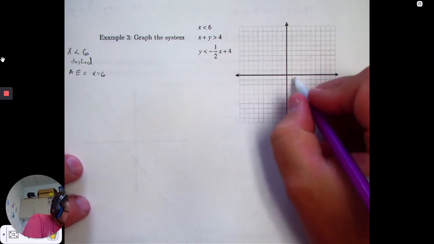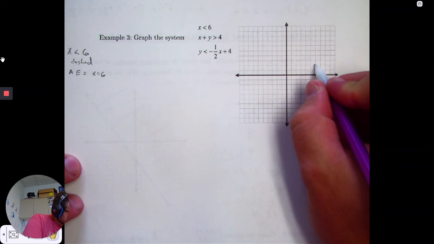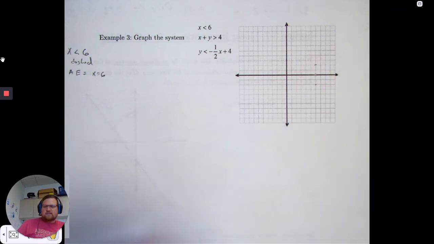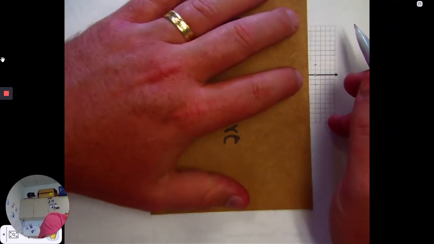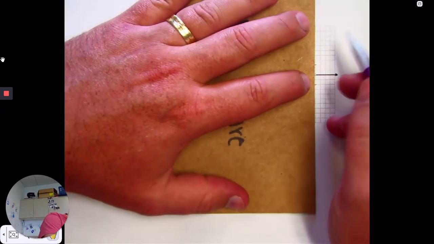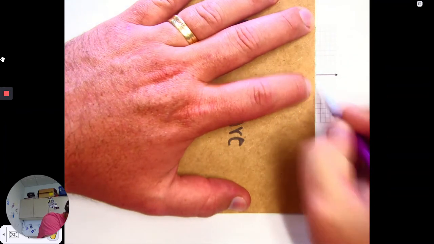So we graph that, 1, 2, 3, 4, 5, 6. Put a couple points at x equals 6. When we do that, we can then draw that line, which remember is a dashed line, because it's not an or equal to. So again, grab whatever it is you're using for your straight edge and put your dashed line in.